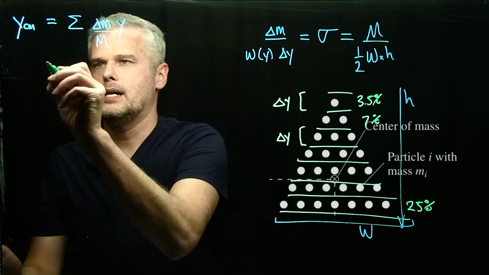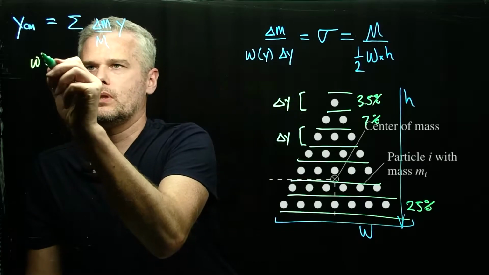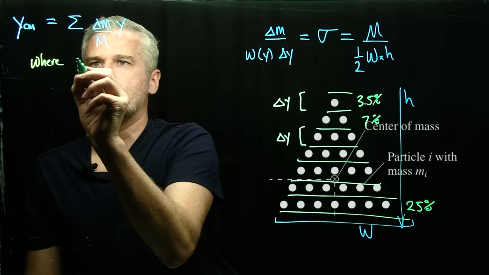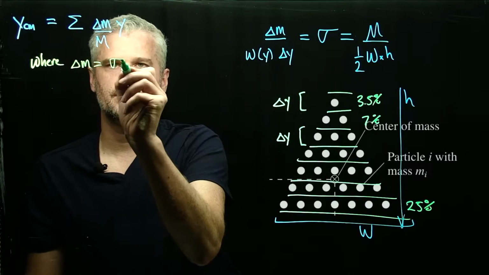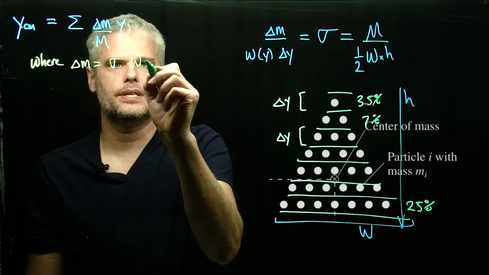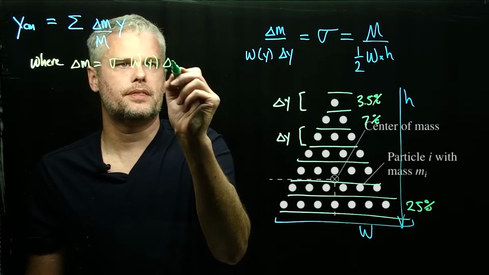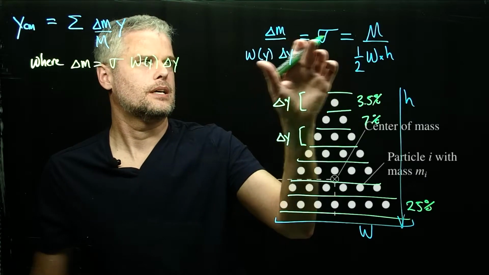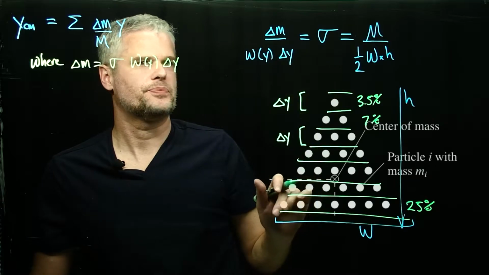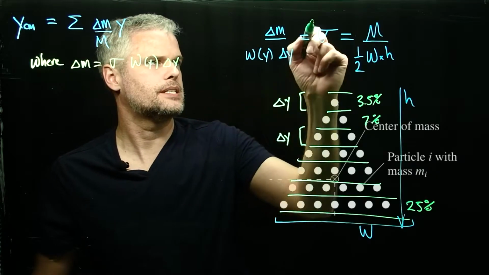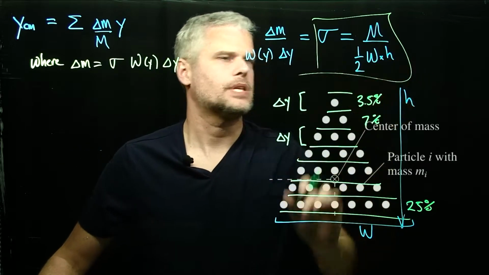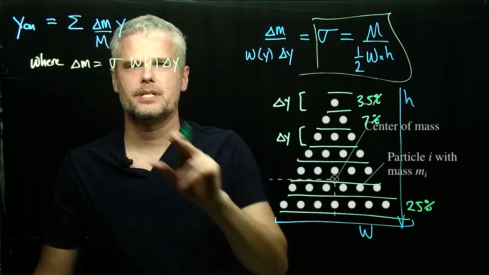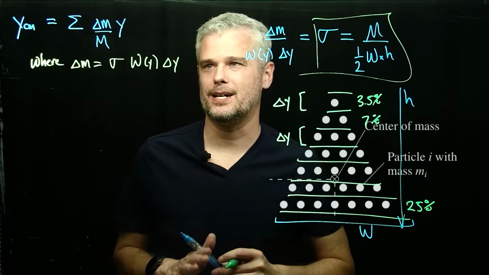So let's work this out. Delta M is equal to the density times the width of each slice times the thickness of each slice, right? Just solving this for delta M. Oh, but the density, I know what the density is. The density is the total mass over that factor. But I'm just going to leave that as density for now.